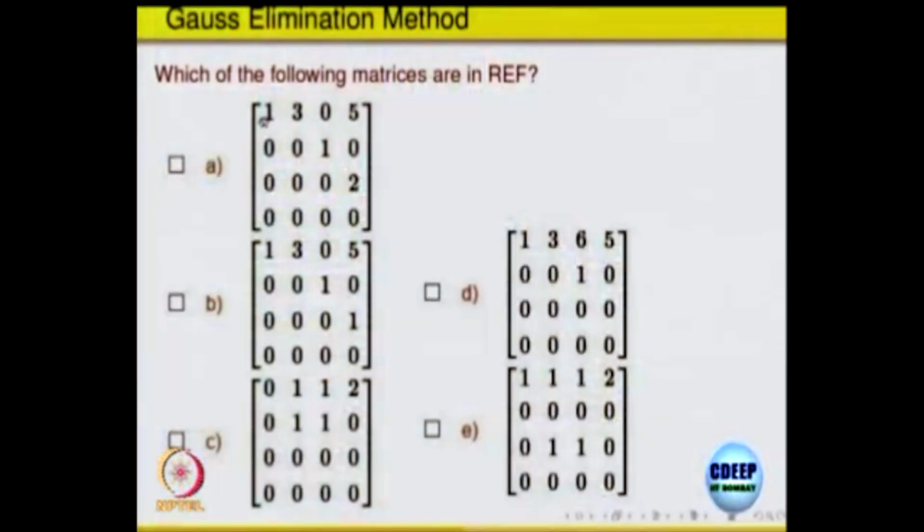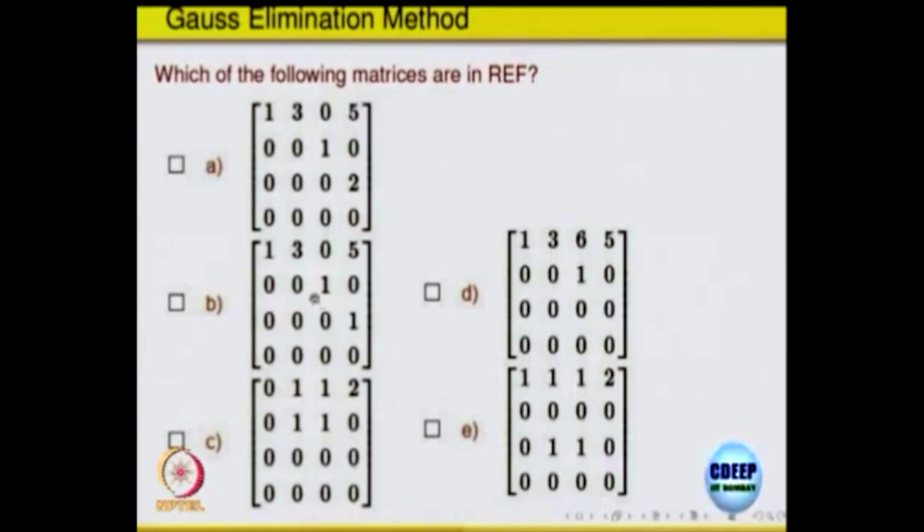So out of this, let us look at the first one. So A says what, right? There is a non-zero entry here, at the first place. The second one comes at the third place, third column, and this one comes at the fourth, and the bottom is 0. So the first matrix is in row echelon form.